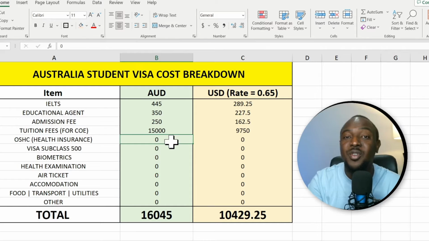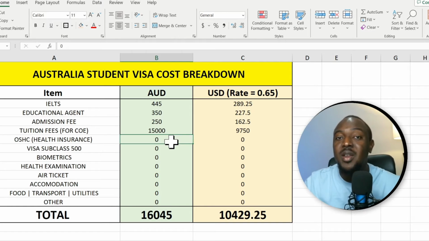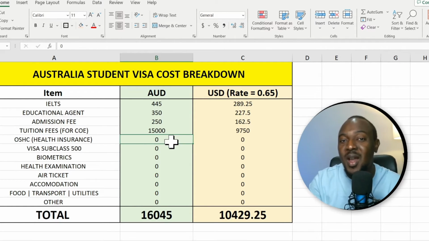If you are coming to do your bachelor's, most bachelors will go from 3 to 4 years. You need to make sure you have all your 4 years of health insurance paid for. Every provider is also going to have a difference in prices. Okay, again, your educational agents will be able to recommend the most affordable one.